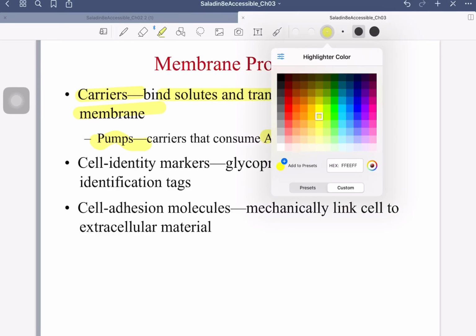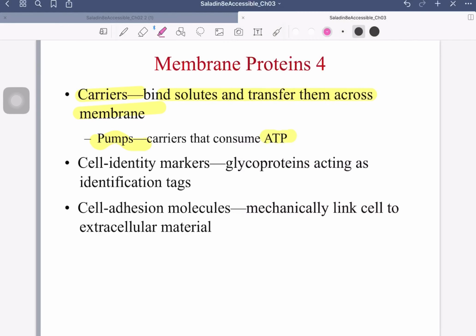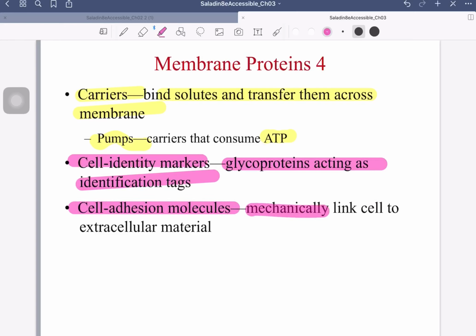The other thing that we saw in the diagram a couple slides back were the cell identification markers, glycoproteins that act as identification tags, and we looked at cell adhesion molecules that mechanically link you to the extracellular material or your neighboring cells.